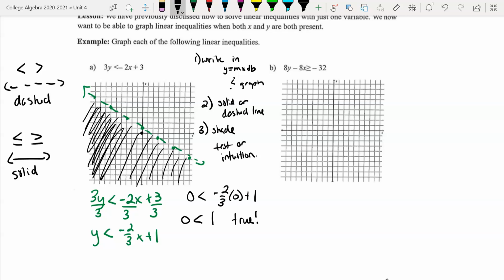And if you think about it, less than normally leads to below, so I'm going to go below the line and shade. If I have greater than, I'm going to shade above the line.